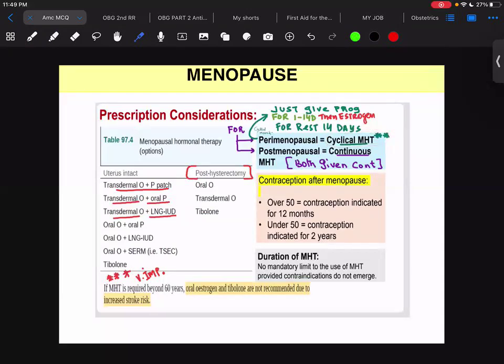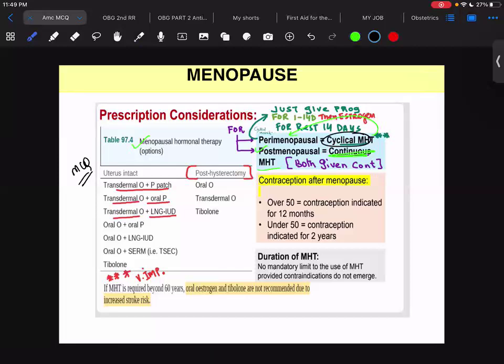But those who are postmenopausal, we have to go for the continuous menopausal hormonal therapy. The cyclical menopausal hormonal therapy, again, use it for those who have symptoms in the perimenopausal phase. Those who are postmenopausal, we have to go for the continuous MHT. Please remember this. Now, based on menopausal hormonal therapy options, this is the MCQ.